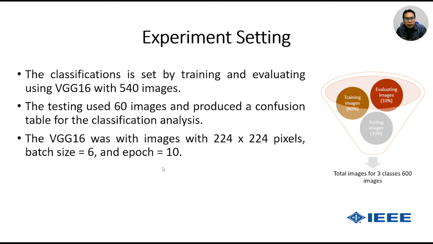So the experiment setting has been set to be 540 images for the training and evaluating. The testing images for all these 3 categories are set to be 60 images, for training, evaluating, and testing, as we did discuss in the previous slide. The size of all the images is 224 by 224 pixels, and the experiment was conducted with batch size 6, and we fixed the epoch count to be 10.